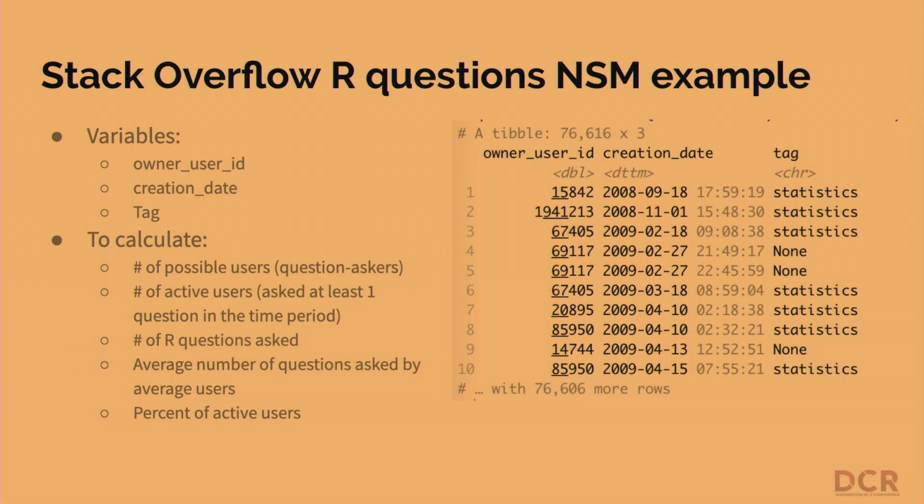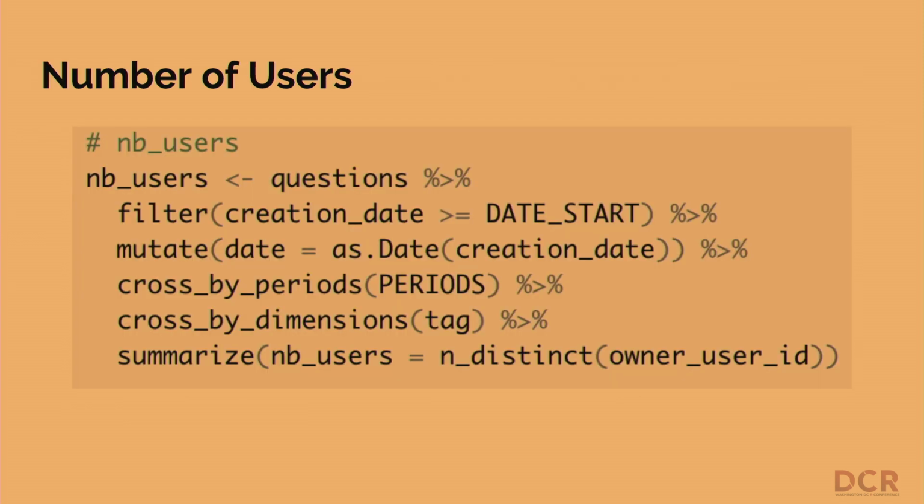Let's say we have the Stack Overflow R questions example, where we've got the owner user ID, we've got a creation date, and we've got a tag. And then we've got these 5 things I said we're going to calculate to build our North Star metric and to turn it into a dashboard. The number of users, in theory, this is how I would calculate it. Of course, in this data, because it's actually already active users, it's, okay, here's the people who asked our questions. This is what the code would look like.